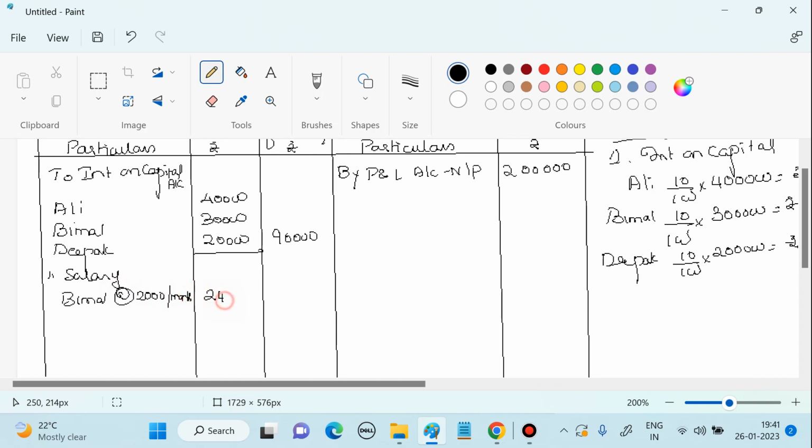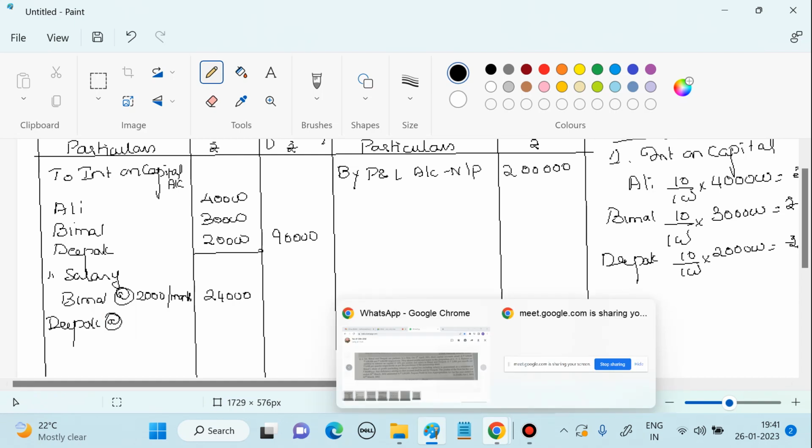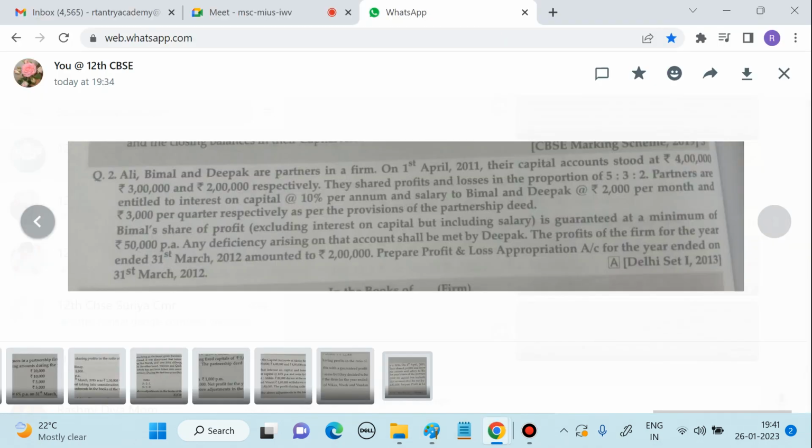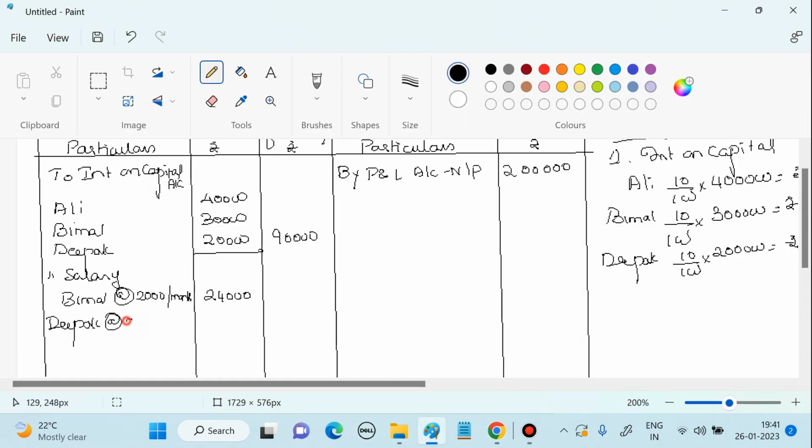That would be 24,000. And for Deepak, they said at the rate of how much? 3,000, right? 3,000 per quarter. So there are 4 quarters in a year. So 3,000 times 4 is 12,000. So 36,000. So we have given away the salary.